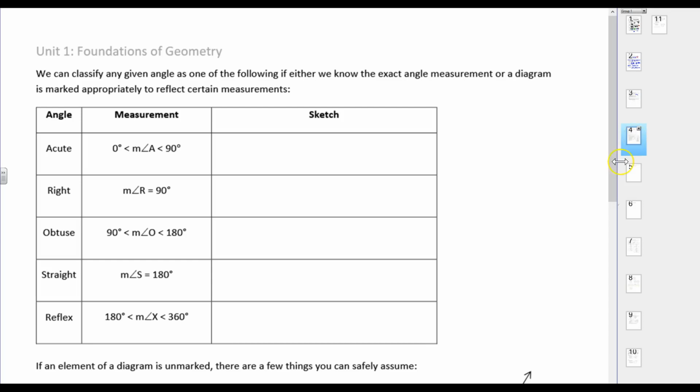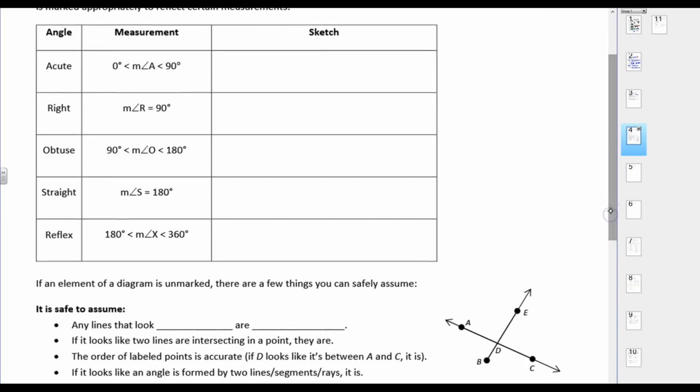So let's talk about classifying angles. Acute angles are angles that are between 0 and 90 degrees, and if we're just sketching an acute angle, it's less than a corner, right? Less than the corner of your paper. Whereas a right angle is exactly 90 degrees, it is the corner of your paper, right? It makes a right angle. An obtuse angle is between 90 and 180, so it's a larger angle. It'd be this guy right here.